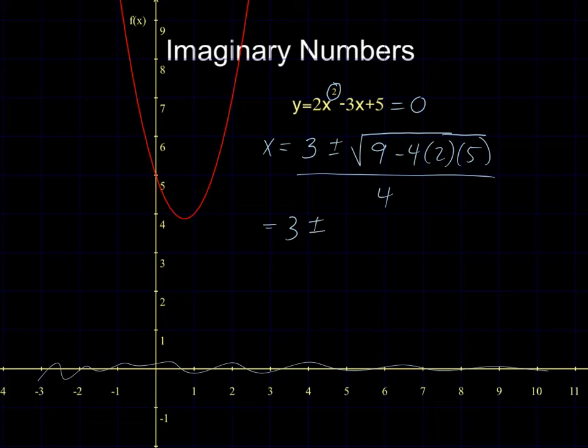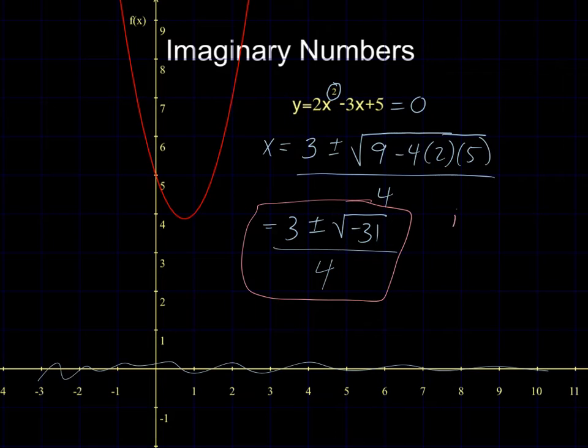3 plus or minus, 4 times 2 times 5, that's 40. This is 9 minus 40, or negative 31. 9 minus 40, negative 31. 4 on the bottom. And at this point, 31 is not going to simplify. So here are my two answers.